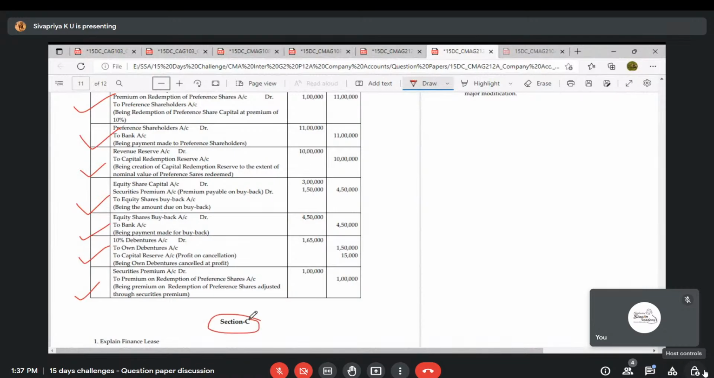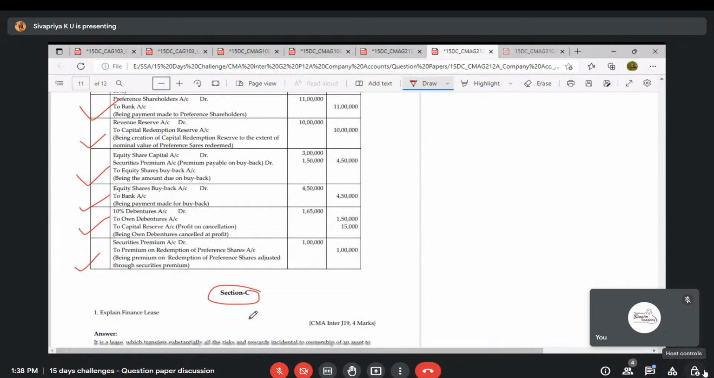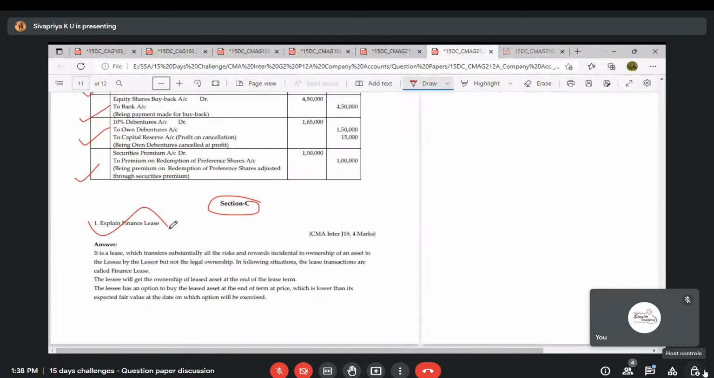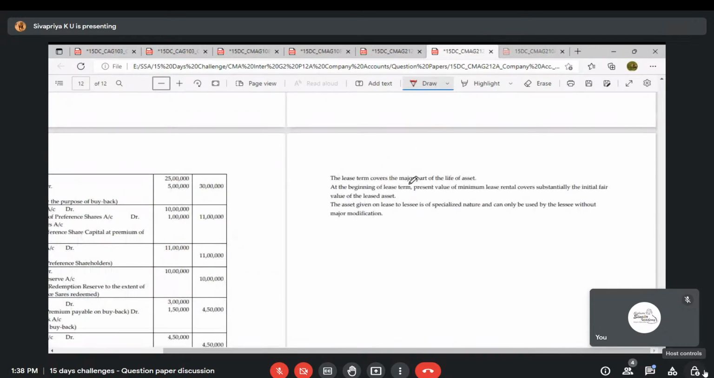Section C. Explain finance lease. So it's a 4-mark question. Any 4 to 5 points, if we explain, that is enough. Finance lease. So that's all with respect to CMA Group 2 company accounts.